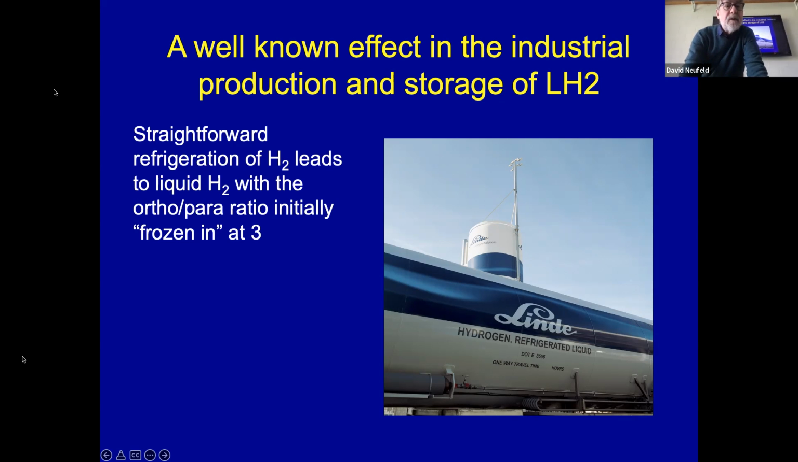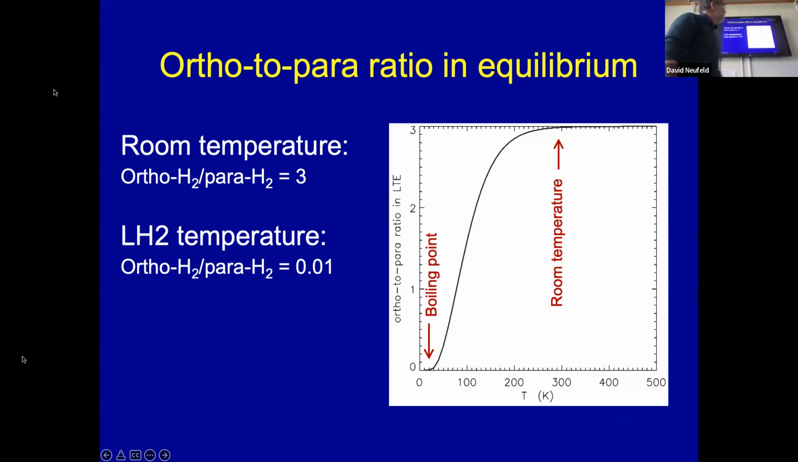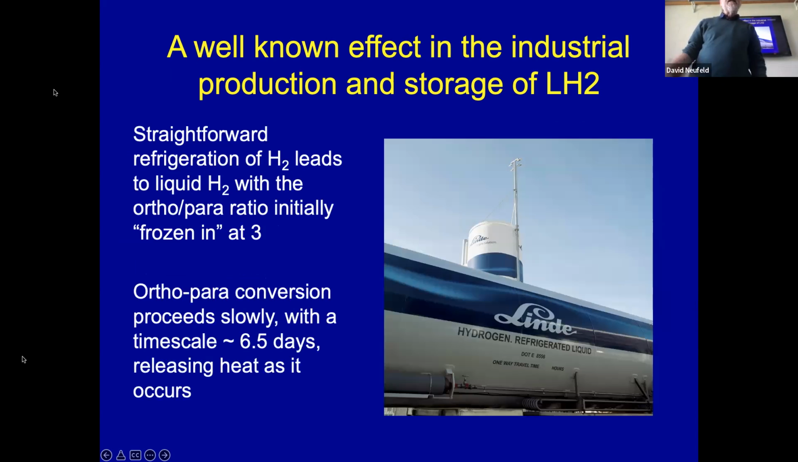And so basically, you freeze in the ortho-para ratio at the room temperature value. So it's 3 at room temperature. At the boiling point of hydrogen at atmospheric pressure, which is 20 Kelvin, the ratio of ortho to para hydrogen should be 0.01. But if you cool it down rapidly, it's still going to be 3. There was no time for ortho-para conversion. And it actually takes about a week with the hydrogen sitting in the dewar for this conversion to take place.